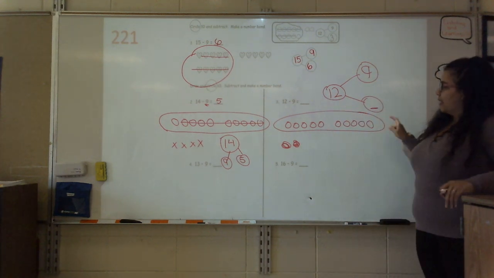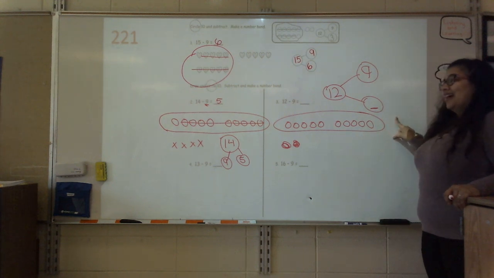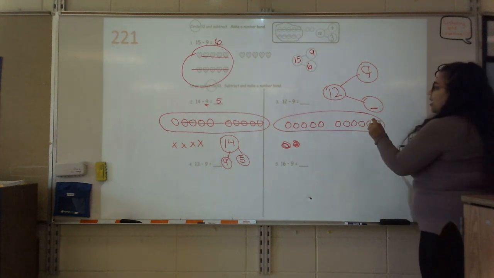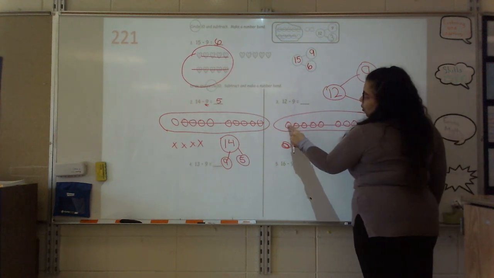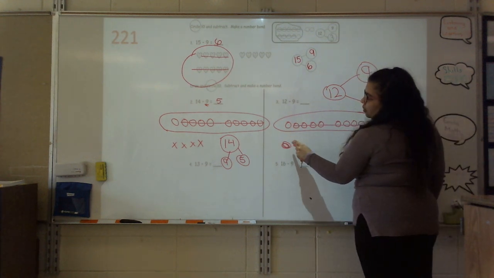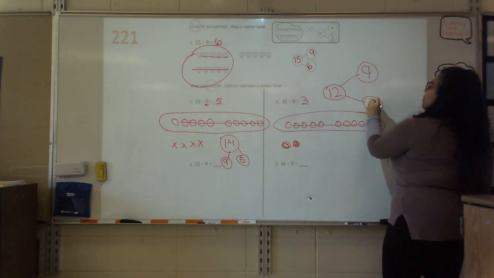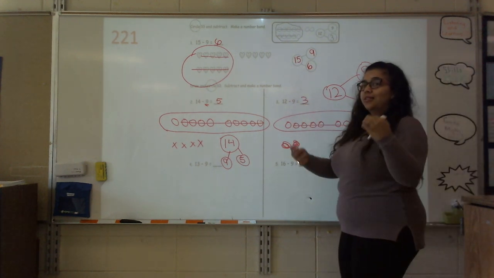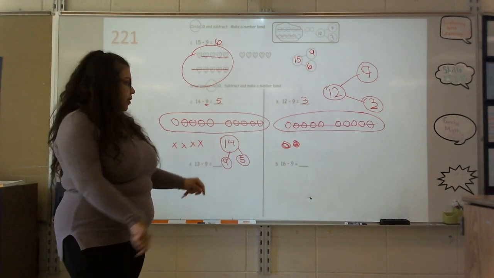Because when we're subtracting 9, can I take 9 from the colored in circles? Are there enough? Can I take 9 from the empty circles? I can, leaving 1. So 1, 2, 3. 12 minus 9 is equal to 3. My missing part in my number bond is 3. Great work, guys. Okay, let's just do a couple more together.